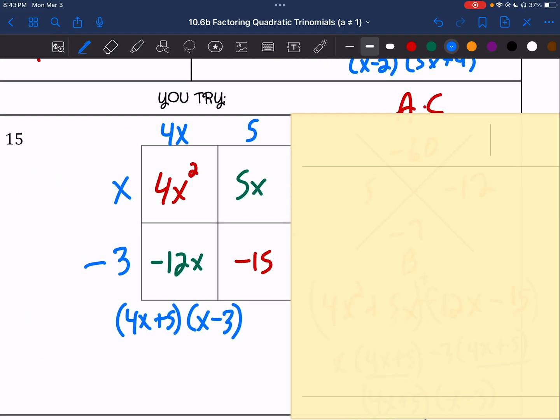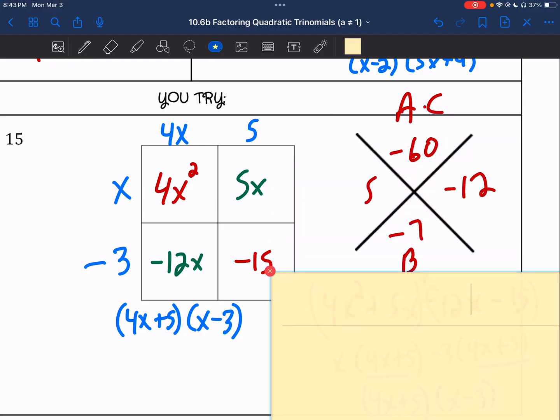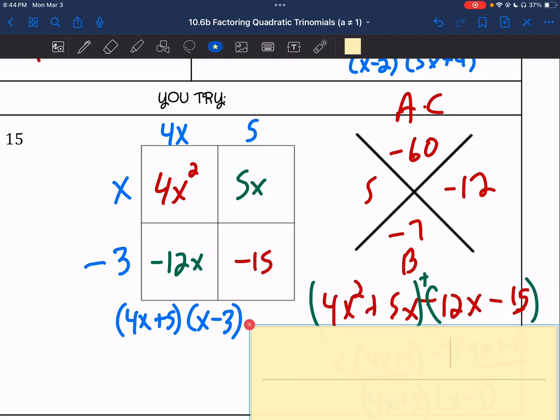So let's take a look at our work that I have covered up here. First thing we did, our B value was negative 7. Our AC was negative 60. So I'm looking for factors of negative 60 that add up to negative 7, and I found the same two, 5 and negative 12, which I wrote as 4x squared plus 5x minus 12x minus 15. And then I put the parentheses in, and I also did that plus sign in between. I added the opposite, added the negative.